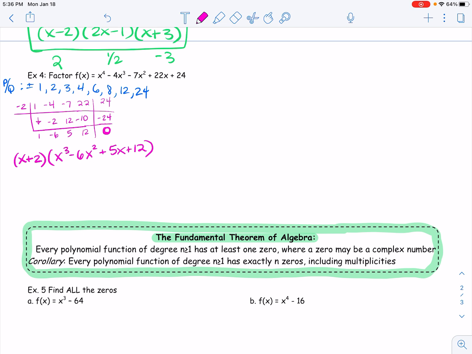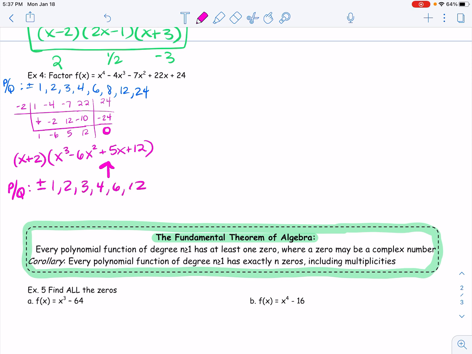So I have to do my P over Q list again with this as the polynomial. I don't care about this one. That's already been factored, and I'm keeping that from here on out. What's changed is this polynomial right here. Listing those P over Q values, my Q value is 1, which means all of the factors of P are the P over Q values, which is great news. So P over Q is plus or minus factors of 12: 1, 2, 3, 4, 6, 12.